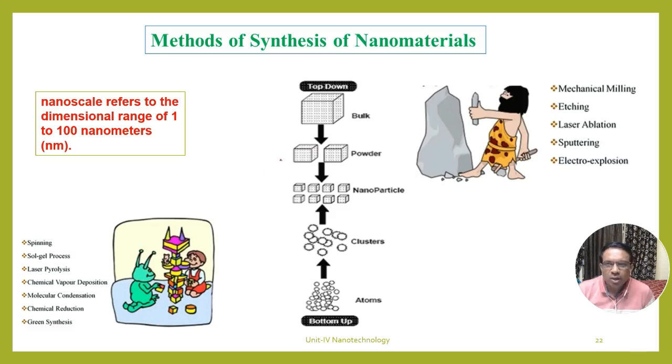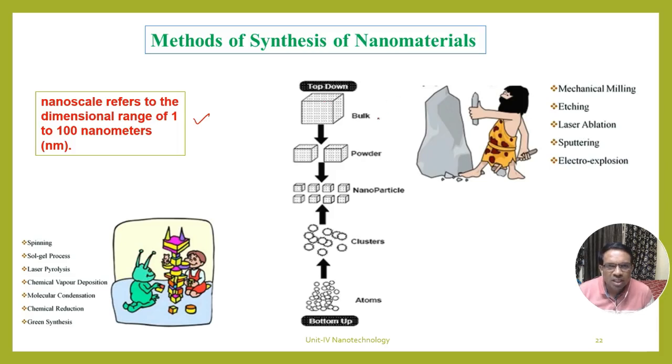Right. Basically, what are nanomaterials? Materials which are in the nanoscale range, that is typically from 1 to 100 nanometers, are known as nanomaterials. Now, there are different methods to synthesize a nanomaterial. The methods are basically classified into two types. One is top-down, another one is the bottom-up approach.